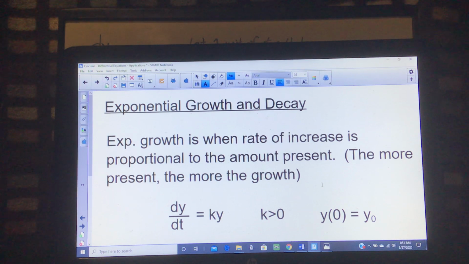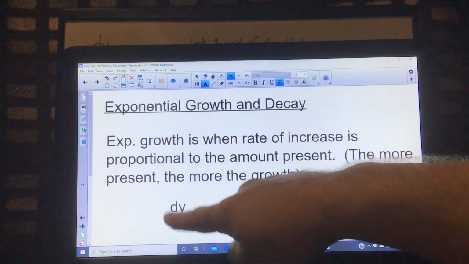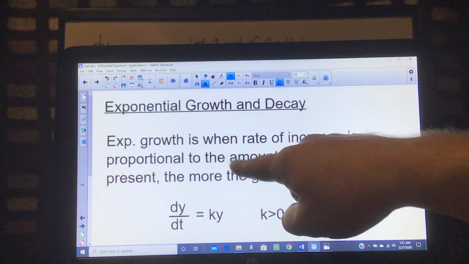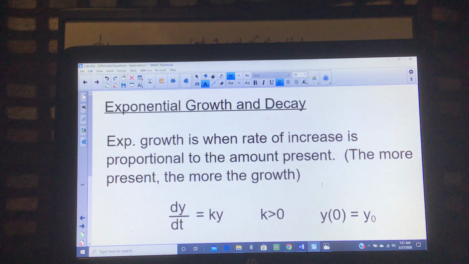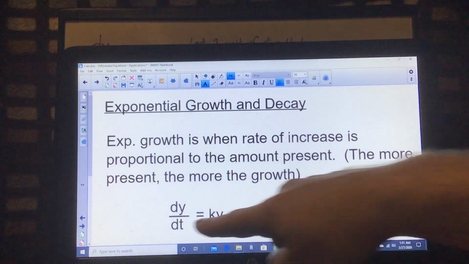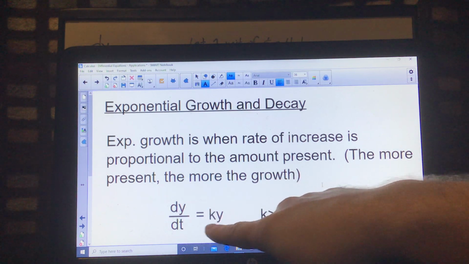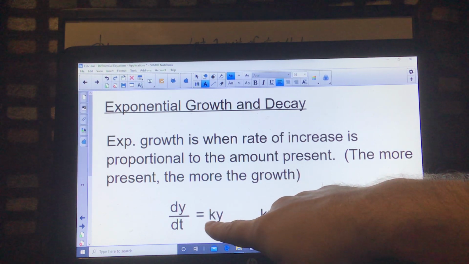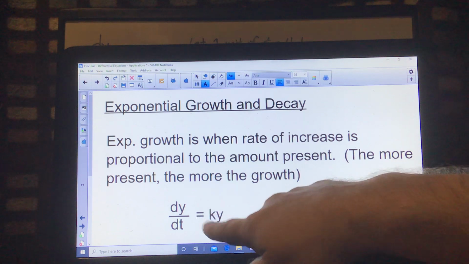Now, the way exponential growth is modeled is through this differential equation. Basically, if the amount of growth is proportional to the amount present, dy/dt will equal some number times y. The k is a constant. My constant for the coronavirus was what I looked up, doubling every 4 days. But this number could be anything.